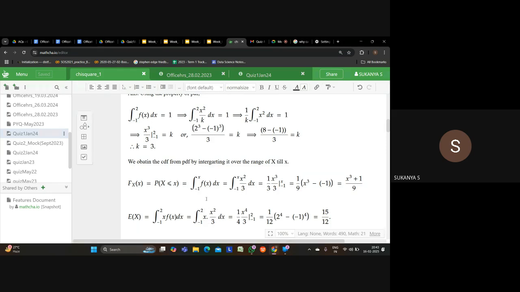1 by 3 can be taken outside, and integral of x cube is x raised to 4 by 4. So you get 1 by 3 into x raised to 4 by 4 to the limit minus 1 to 2. On applying the limit, we will get 2 raised to 4 minus minus 1 the whole raised to 4, that is the lower limit. So 2 raised to 4 is 16 minus 1 raised to 4 is positive 1. So 16 minus 1 divided by 12, which is 15 by 12. If you cancel out with 3, you will get it as 5 by 4.